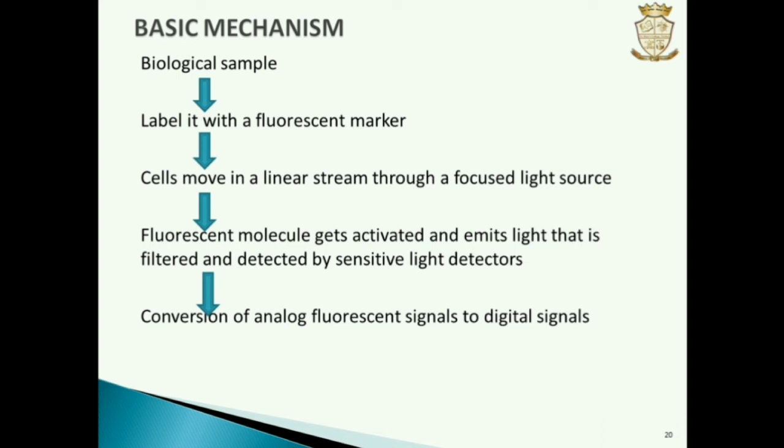Basic mechanism of flow cytometer. First, taking biological sample, and next step is label it with a fluorescent marker. Third step is cells move in a linear stream through a focused light source. Next step is fluorescent molecule gets activated and emits light that is filtered and detected by sensitive light detectors. Next step is conversion of analog fluorescent signals to digital signals.